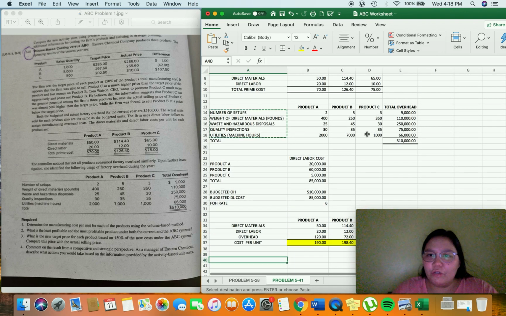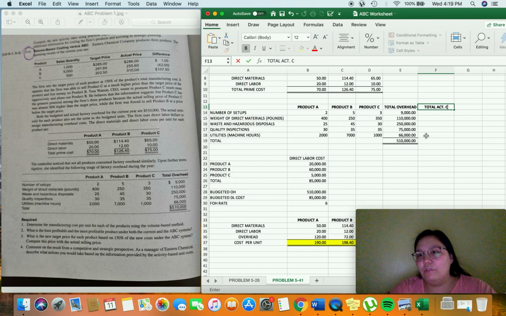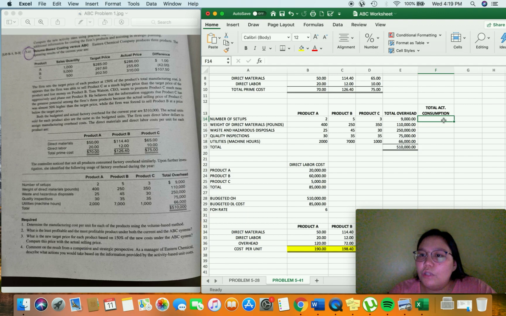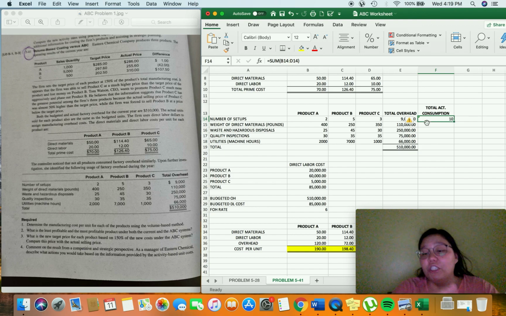So, before I do that, what should we do? Unlike the problem we have answered earlier, wherein the activity consumption was given to us, this time it was not given. But don't worry, because we can compute the total activity consumption. The total activity consumption may be computed as the sum of the activity consumption of each product. Basically, we just have to add how much each of them used.